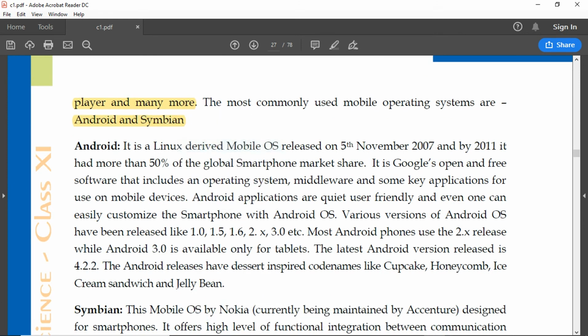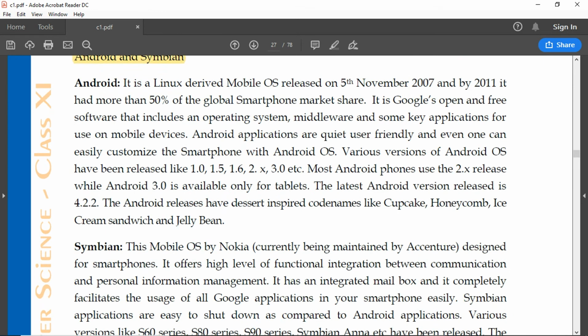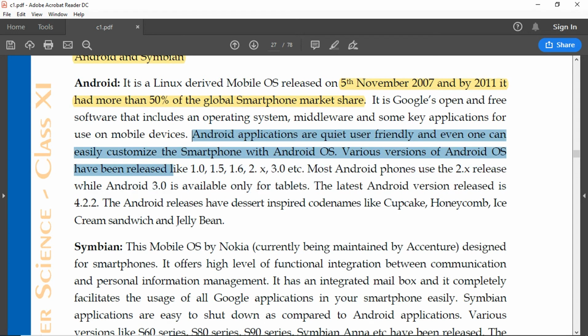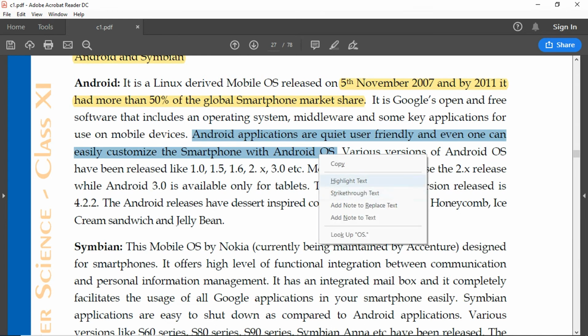Android. It is a Linux-derived mobile OS released on November 5, 2007, and by 2011 it had more than 50% of the global smartphone market share. It is Google's open and free software that includes an operating system, middleware, and some key applications for use on mobile devices. Android applications are quite user-friendly and one can easily customize the smartphone with Android OS.